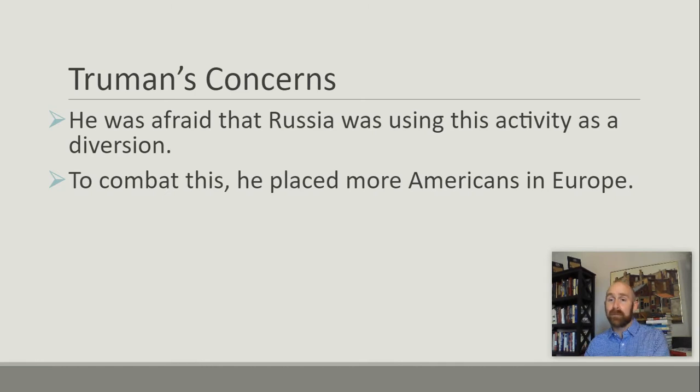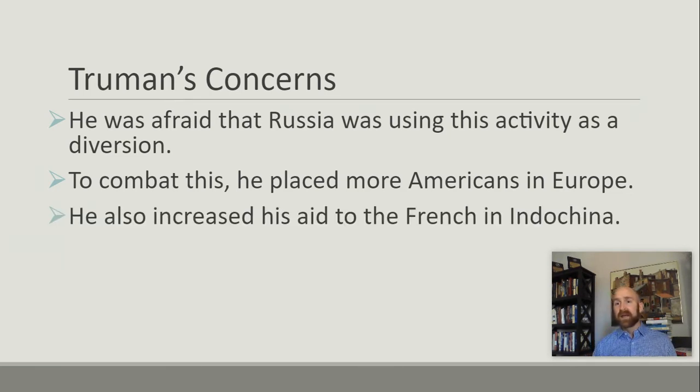So once we commit troops to Korea, he's also going to commit more troops to Europe as well. So essentially it's a checking mechanism, like, hey, don't think we can't do two things at once. We're going to protect Korea, but we're also going to step up our presence in Europe so that we're watching and effective. Right. He then also starts to step up his help to the French in Indochina.